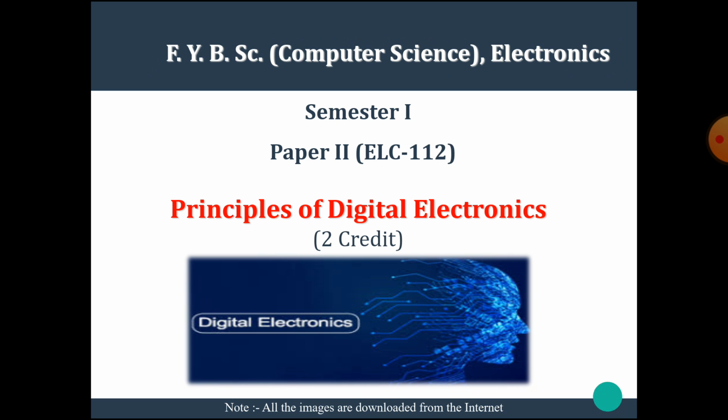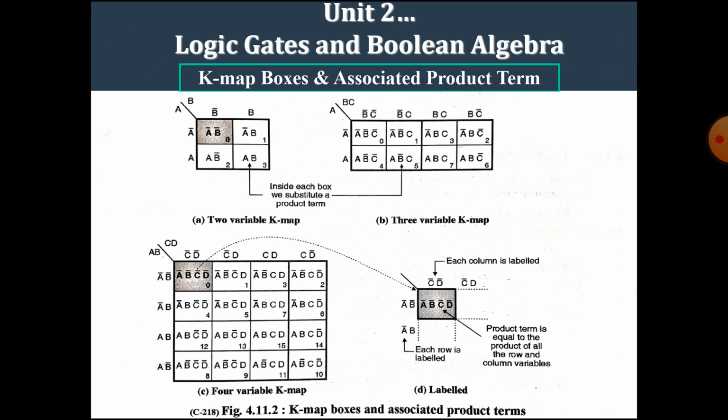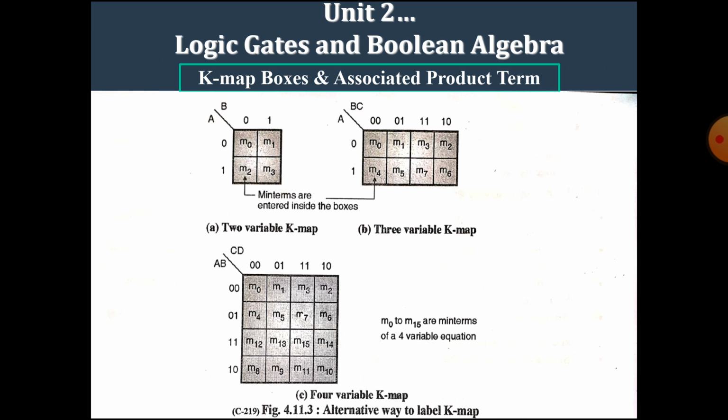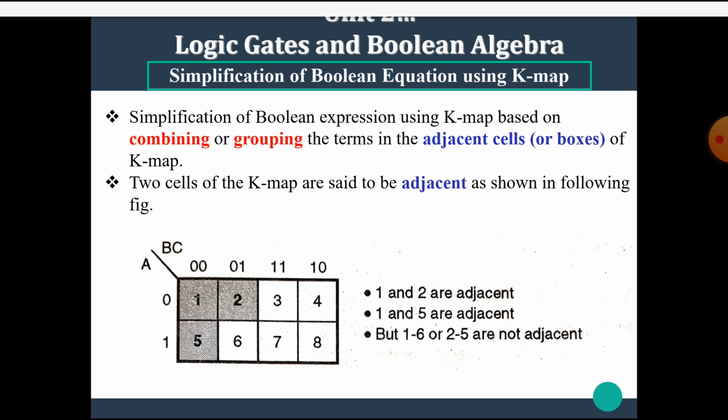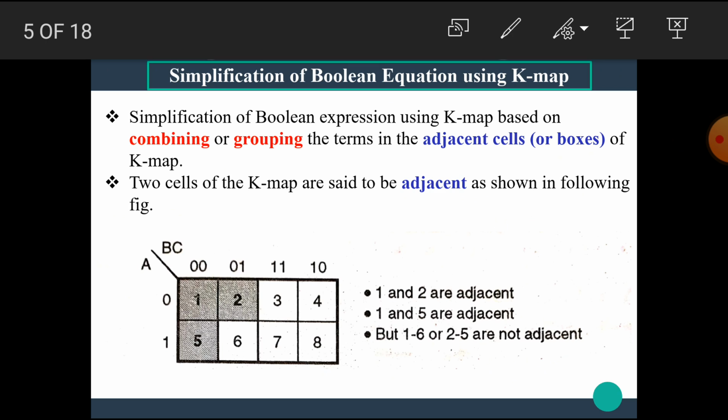In the previous video, we have seen the structure of the Kmap for 2 variables, 3 variables and 4 variables. The link of the previous video is available in the description box. Please check it. Now, in this video, we are going to see the simplification of Boolean equation using Kmap.